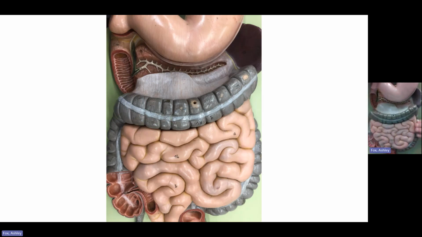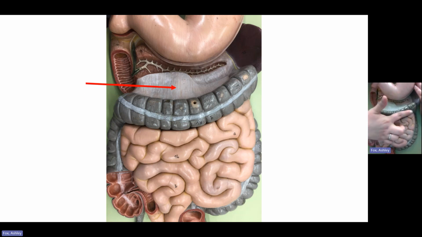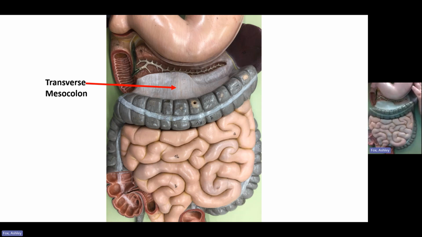Another thing you can see, I mentioned it before, is this tissue that's coming and holding the transverse colon to the posterior side. That is called your transverse mesocolon because it's associated with the transverse colon. And remember we had mesentery, which is in between the jejunum and small intestine. This is the transverse mesocolon. So it's holding and surrounding the colon that you can see.